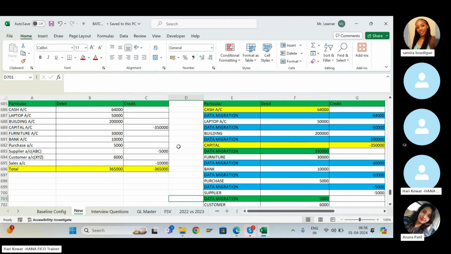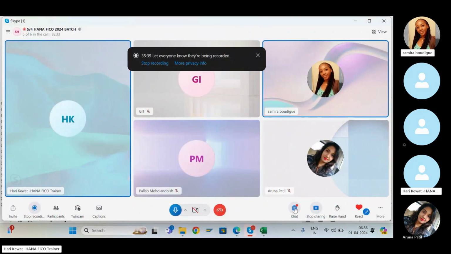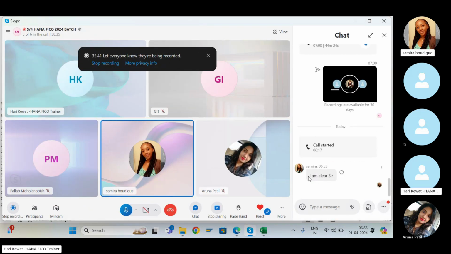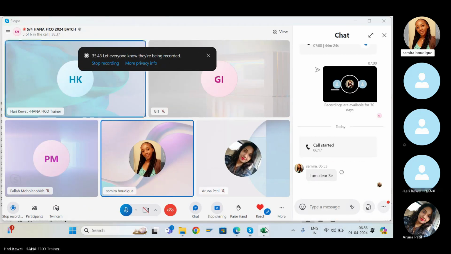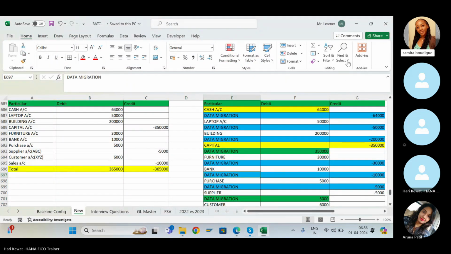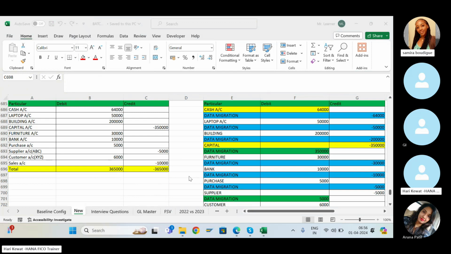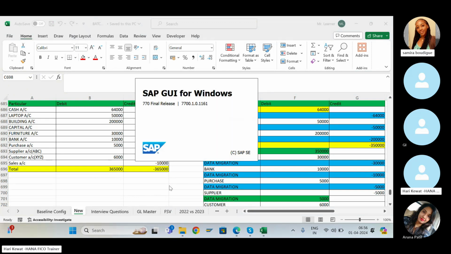So this is about the data migration, if you understand the concept of the data migration. Samira has replied, she's clear, it seems. So that is the thing, guys. Let me show you quickly how the FAGL GBTR T code looks like.